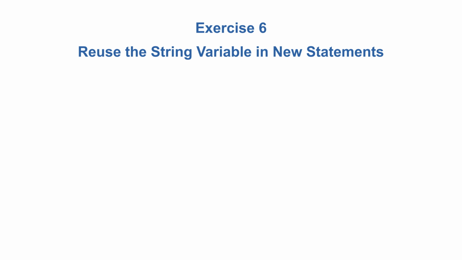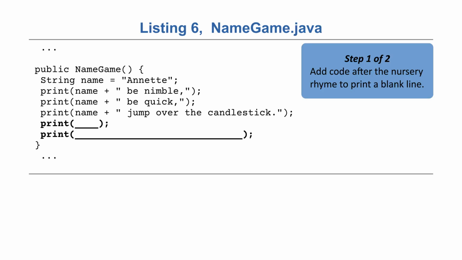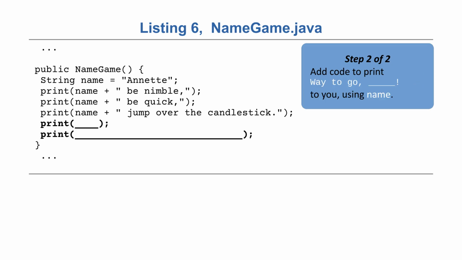Exercise 6. Reuse the string variable in new statements. First, add code after the nursery rhyme to print a blank line. Next, add code to print way to go to you using the name variable. Run it. What happened? It should have printed a blank line after the nursery rhyme and followed that with way to go to you with appropriate spacing around your name.